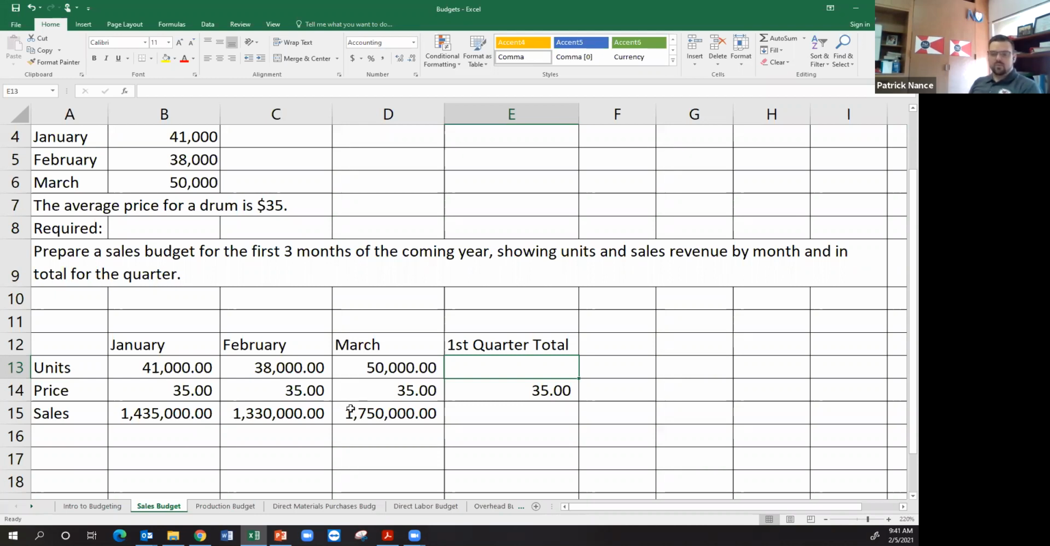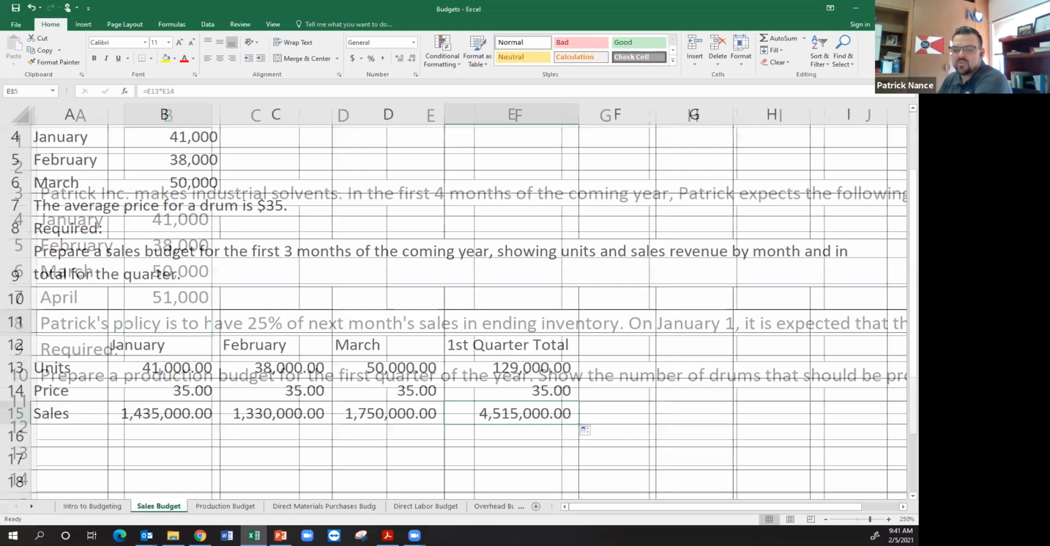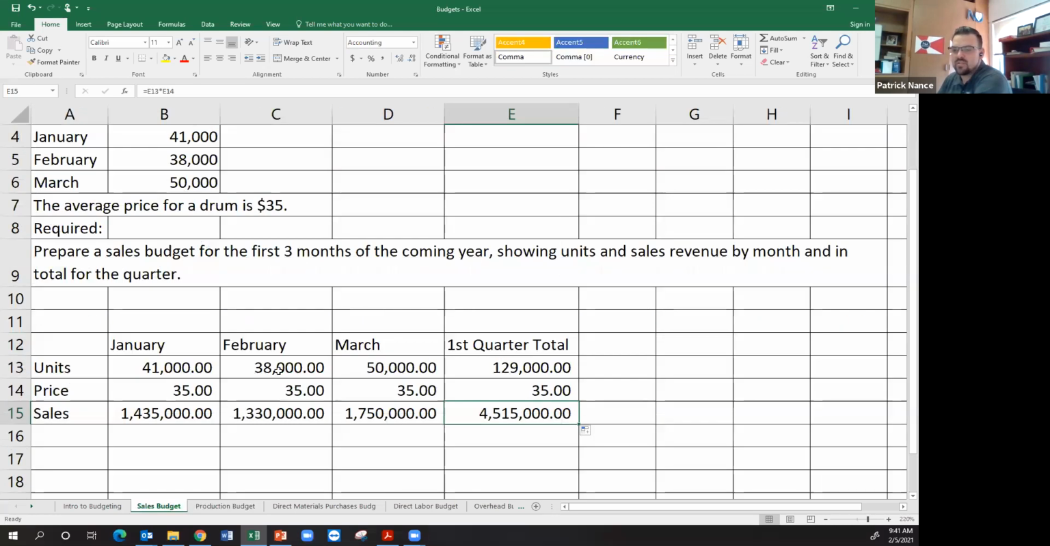So in this case, since we're dealing with something from the income statement, I'm going to total up all the way across. And you'll see once we get to some more balance sheet items that that's not necessarily what you would do. So I've got each month's sales and I've got my total first quarter sales. Now I can use this budget to figure out how many I actually need to produce. That'll be the next video, but this is my sales budget so that I can use it to know what I need to actually make.